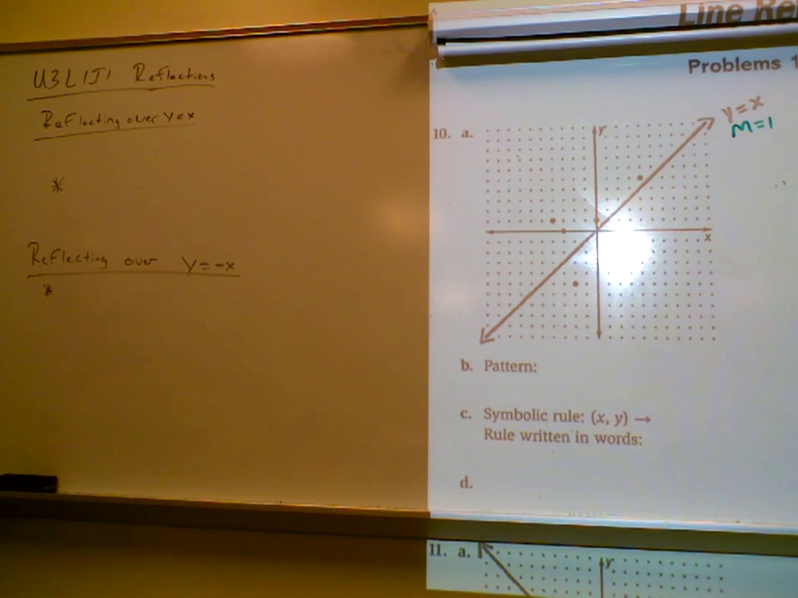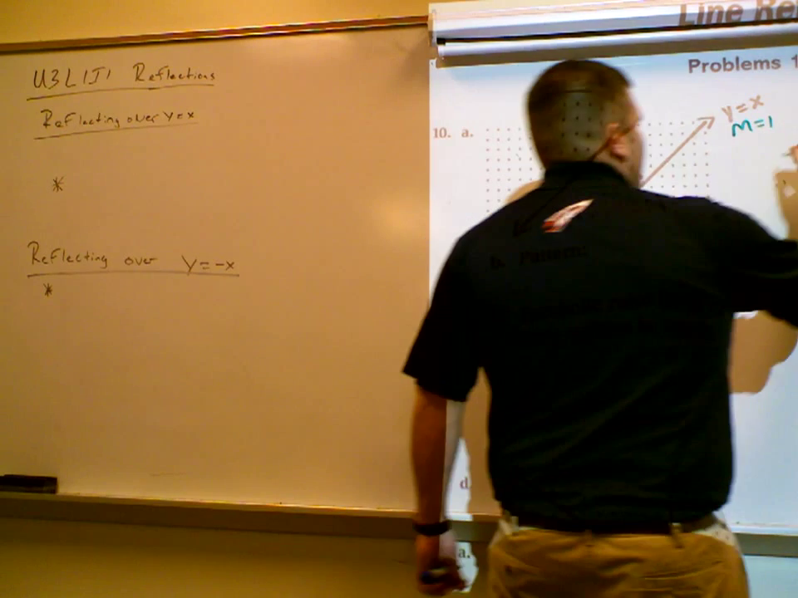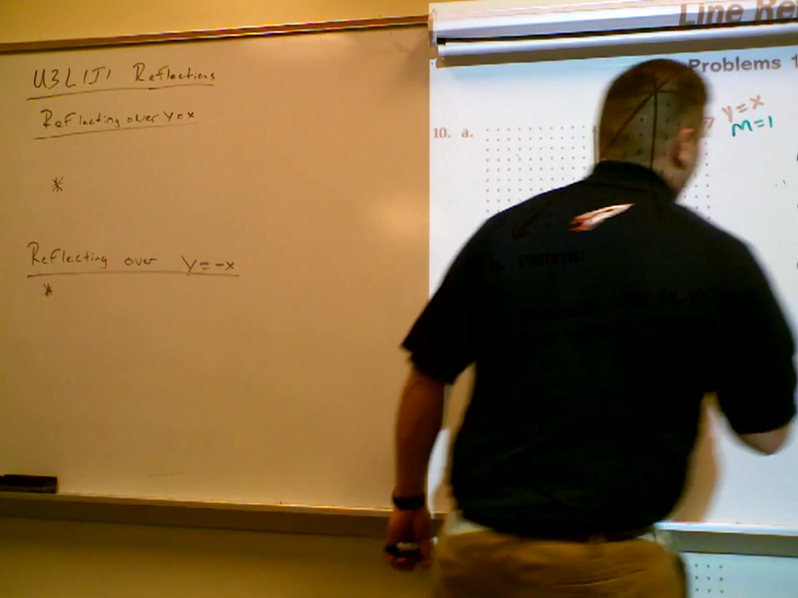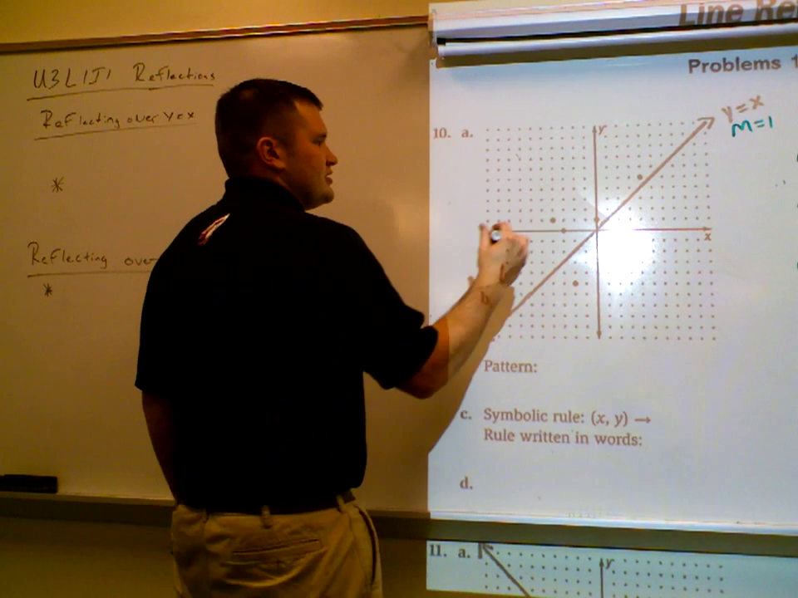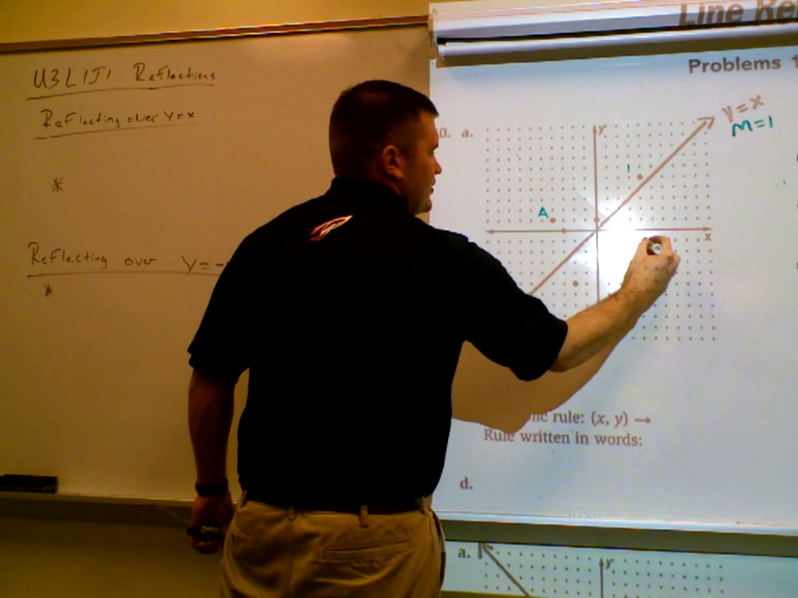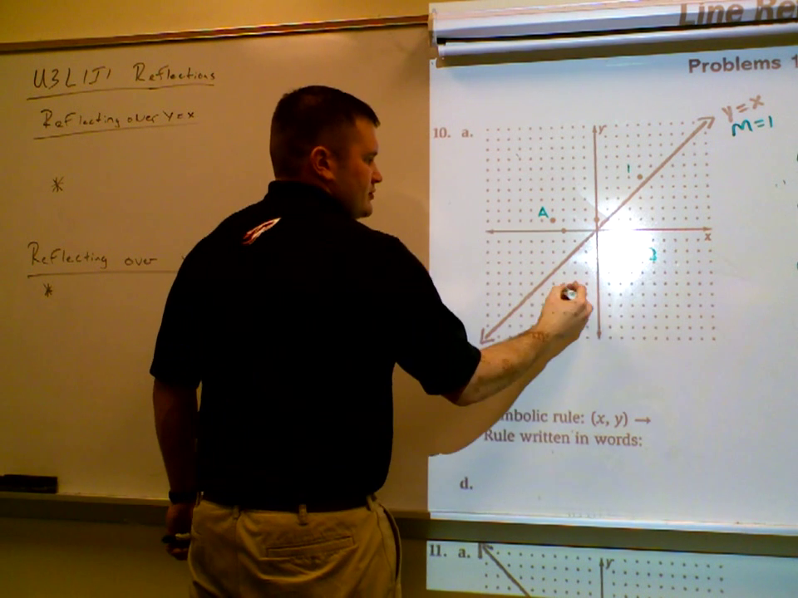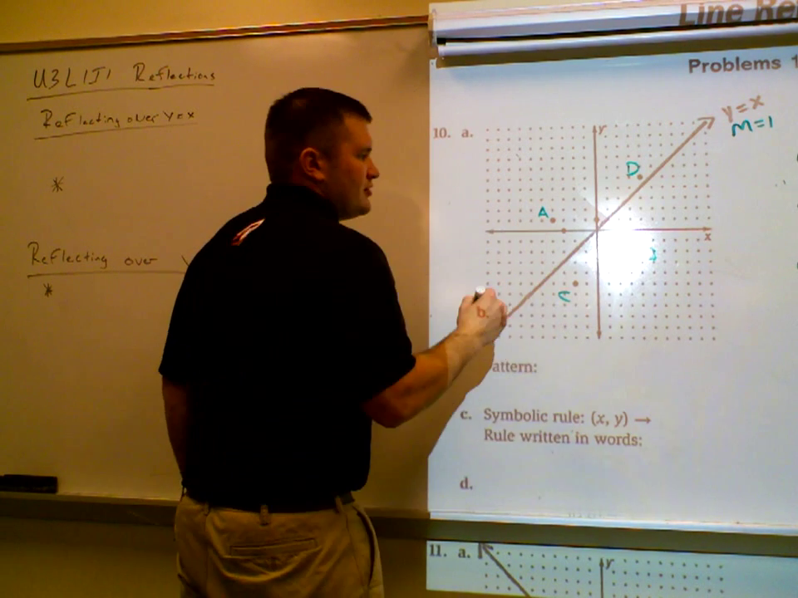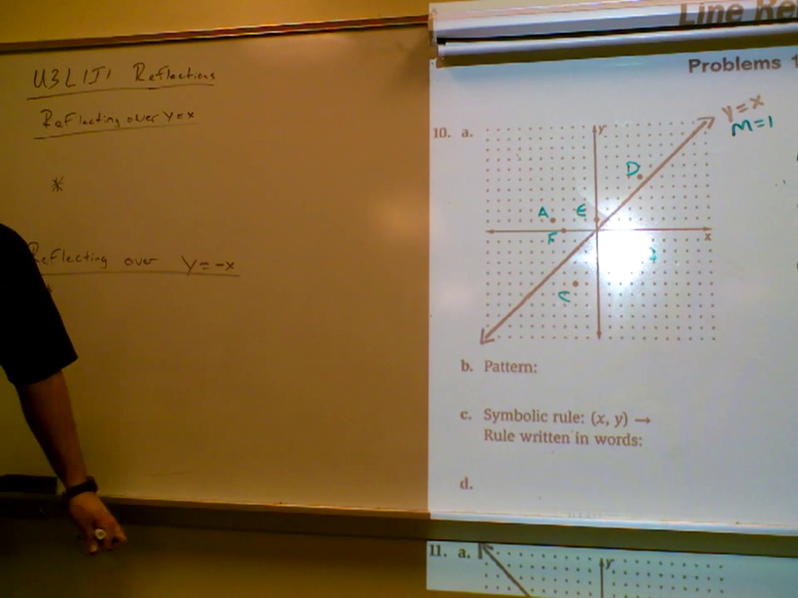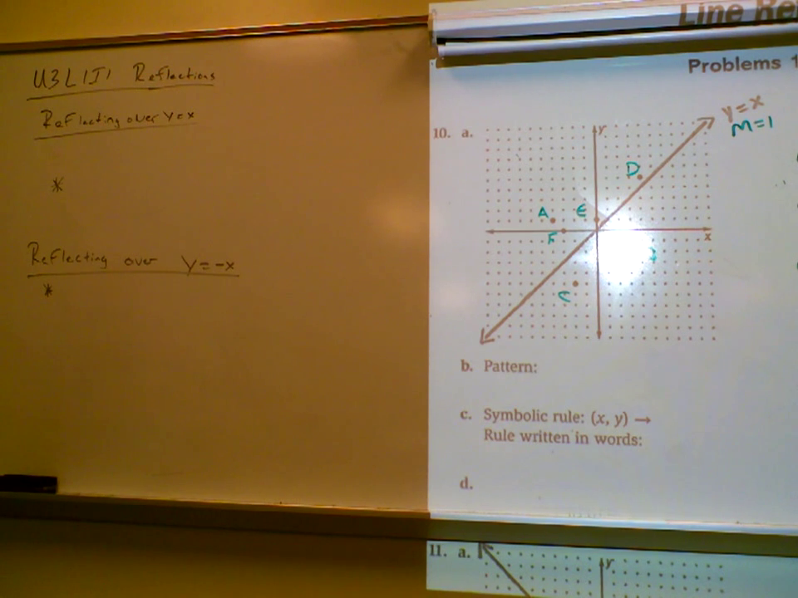Now, the other day when we had these same points, we labeled them A, B, C, D, E, and F. So where's A? A is right here. B, C, D, E, and F. Right? Those were our points. You guys remember that? Now, I want to find the image of, pick a point. I don't care. Which one do you guys want to start with? D. D? Okay, we can start with D.